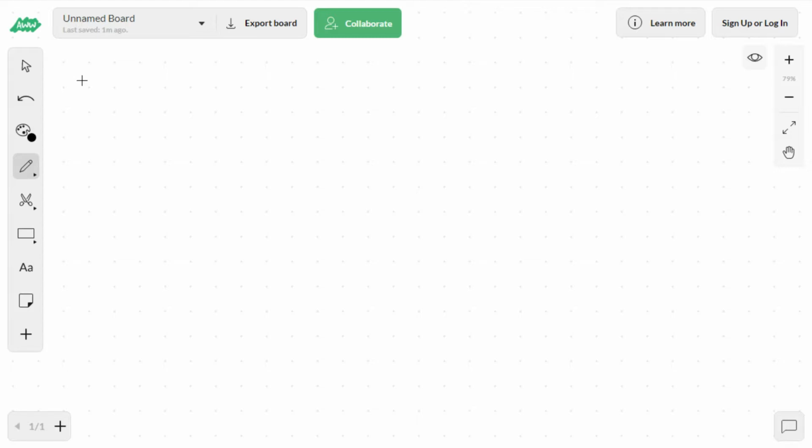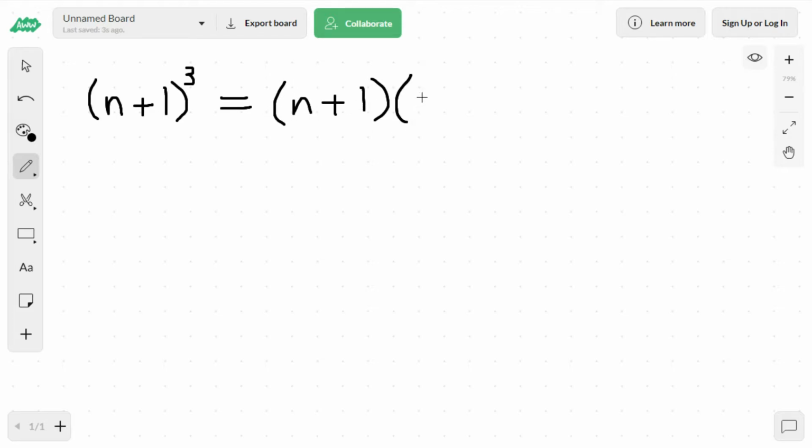Okay, so let's start with this. Let's say we've got n plus 1, and we're going to cube this thing, okay? So n plus 1 cubed. Well, we could go through the whole process here, but basically, this is the same as n plus 1 times n plus 1 squared, right? Same thing. It's just multiplying this 3 times, so however we want to mix it up, that's fine.